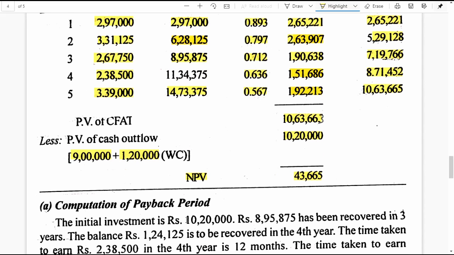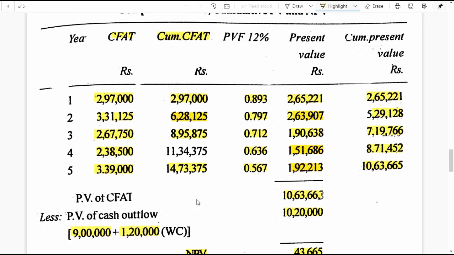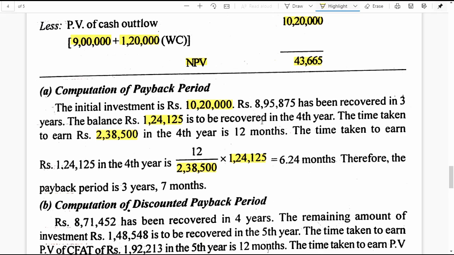Now let's calculate payback period. The initial investment comes to 10,20,000. Now look at it. Till the end of third year, we are able to get back 8,95,875. See, as far as this calculation is concerned, within 3 years, we were able to get back 8,95,875. We depend upon the fourth year cash inflow to recover the balance of 1,24,125.